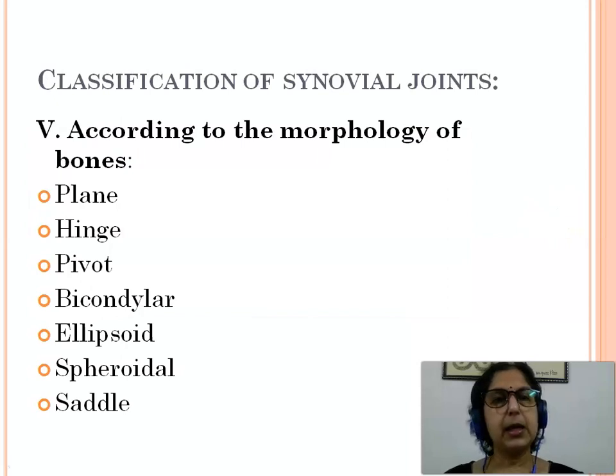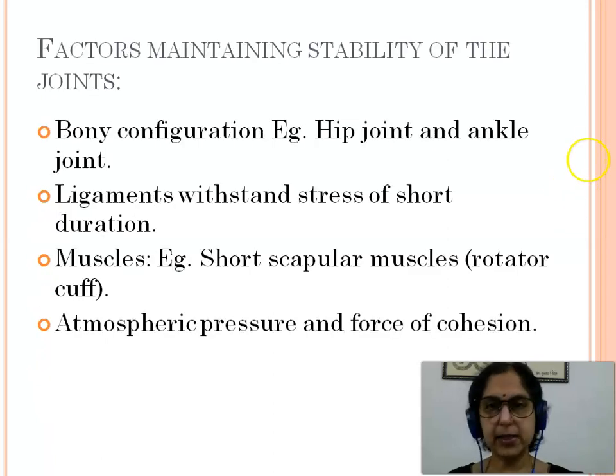Another way of classifying synovial joints is according to the shape of the articulating bones. That is how we classify them as plane joints, hinge, pivot, bicondylar, ellipsoid, spheroidal, and saddle. So this is how we classify the synovial joints. Now we see the factors which maintain the stability of the joints.